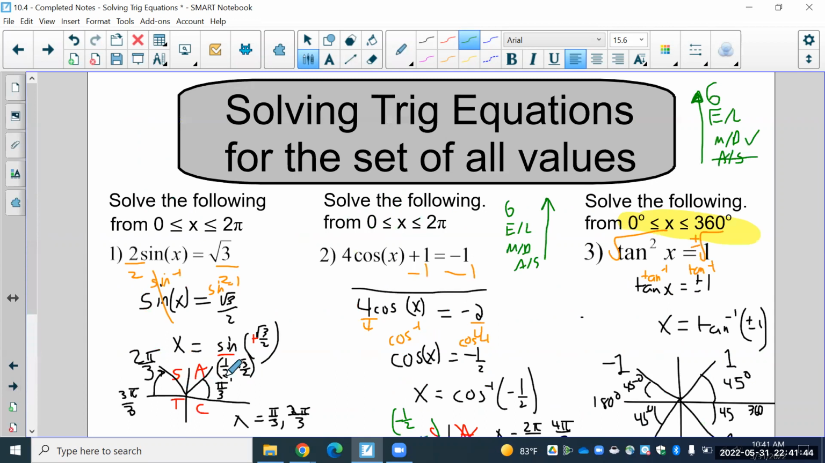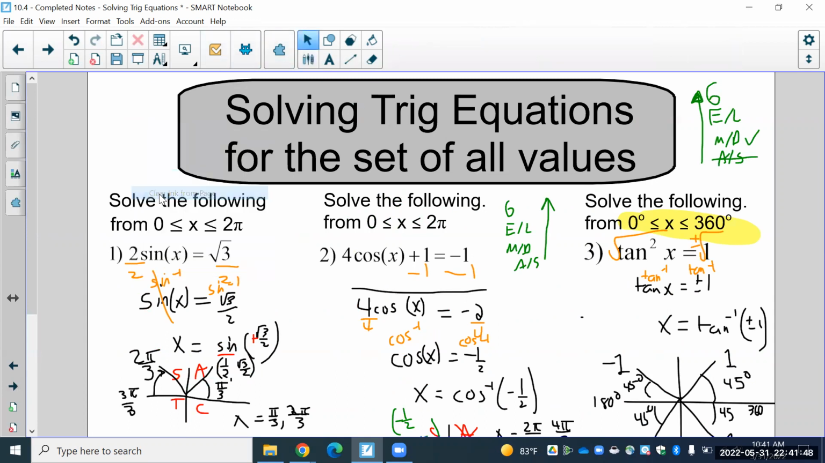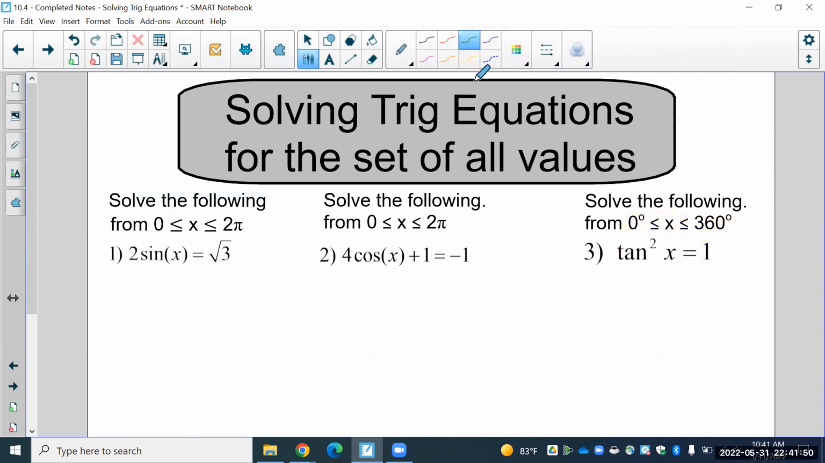All right, so let's take a look at how to solve. It is pretty straightforward if you understand that we're just reversing the order of operations. Please notice here that it says to do it on a certain interval, meaning this one's answers from 0 to 2 pi, and this one's in degrees. So sometimes they want degree answers.